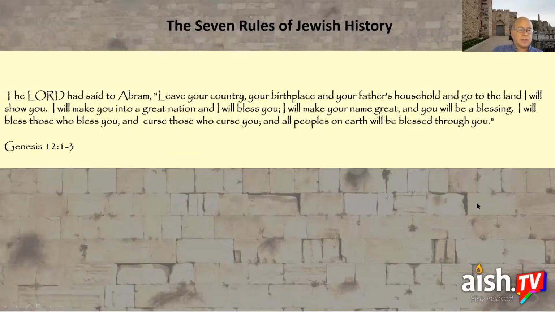This is Genesis chapter 12. This is Lech Lecha, the third Torah portion of the Bible. This is where Abraham appears for the first time. It's interesting, by the way, he appears already 75 years old in the story. A good example of how the Bible is not meant to be a history book.